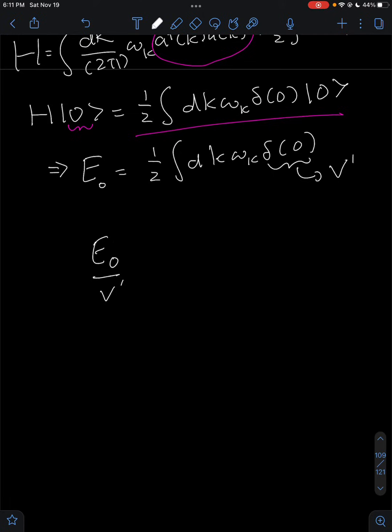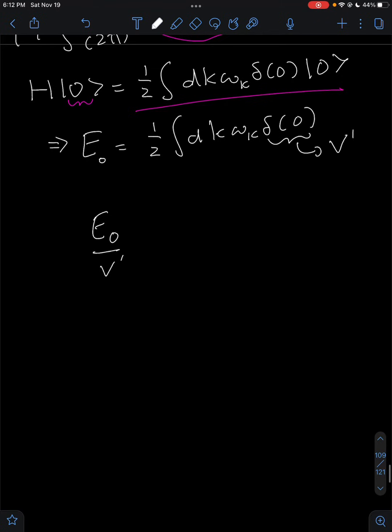Because our energy will depend on our volume, right? If we have a larger volume, we'll have more energy. But we don't want to make a prediction that depends on a specific volume, because it will only apply to just that volume. We want to be more general. So instead, we look at the energy density, which is just E naught over that volume, the energy per volume. And that will make the V prime drop out of our calculations, if that makes sense.